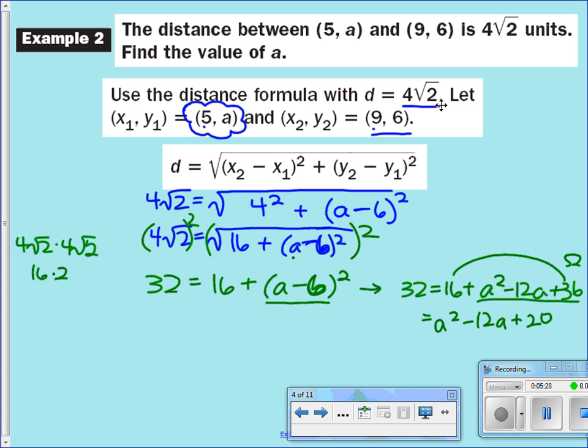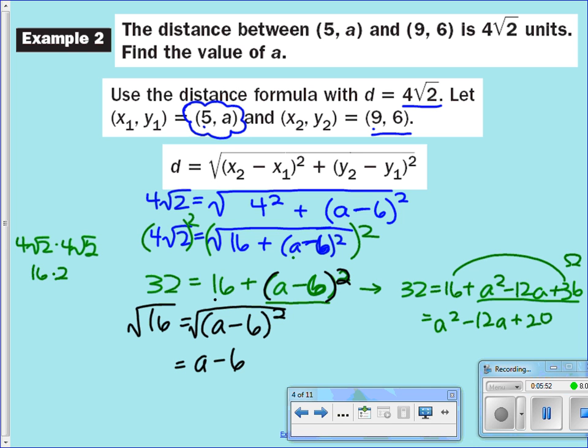Or I like my way. My way is getting this squared by itself. I can get rid of that squared by square rooting it, but I can't do that while the 16 is here. So let's subtract the 16. Now I have that 16 equals what a minus 6 squared is. Now I can square root this. And I have a minus 6.